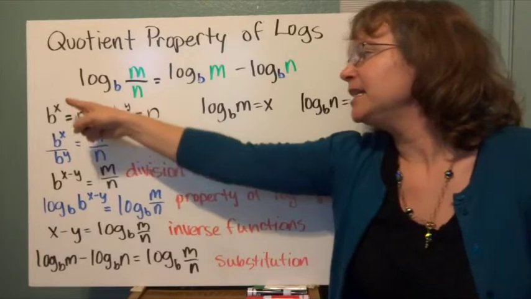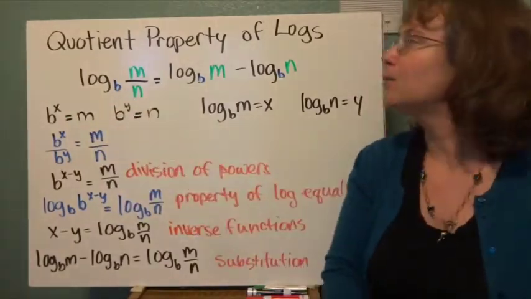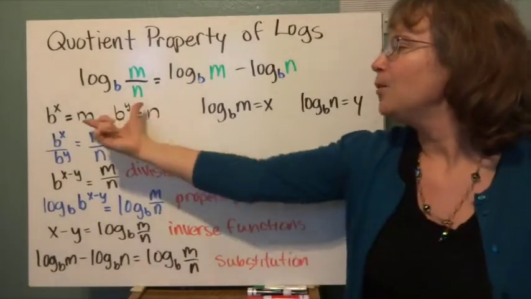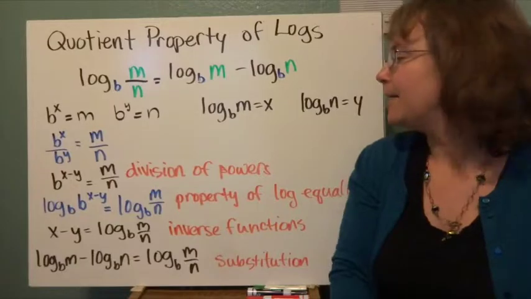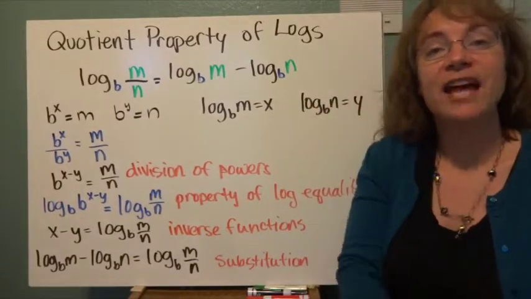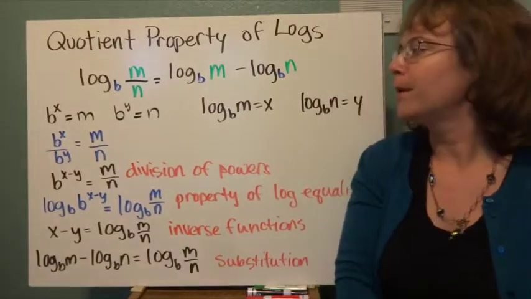If you let b to the x equal m and b to the y equal n, much like we did in the product property of logs, we can use these and write them in logarithmic form. Log base b of m equals x and log base b of n equals y. So that's just rewriting in logarithmic form.